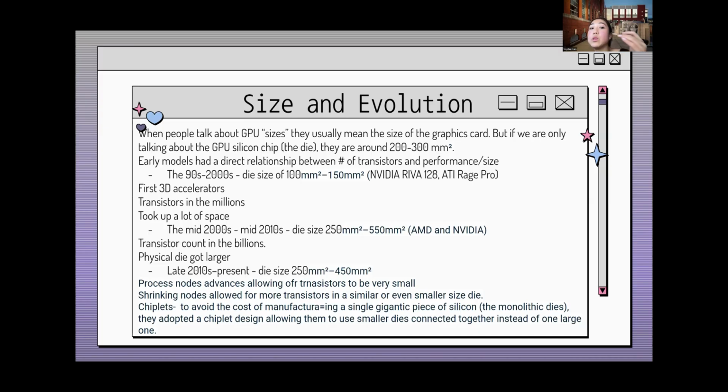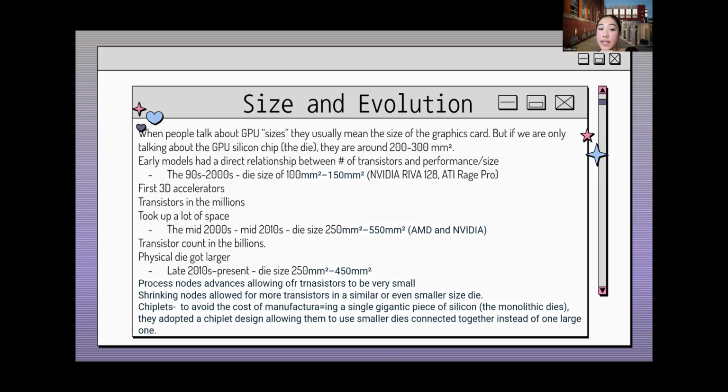So then in the mid 2000s to the mid 2010s, the die size, again the face, went up to 250 to 500. So again, we're seeing this direct relationship with the number of transistors and the size of the die and the amount of space that it takes up. That's around the billions. We're gonna see that on the next slide. And the physical size got larger.